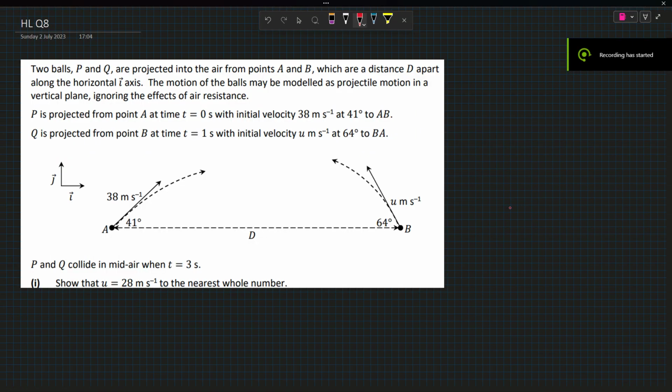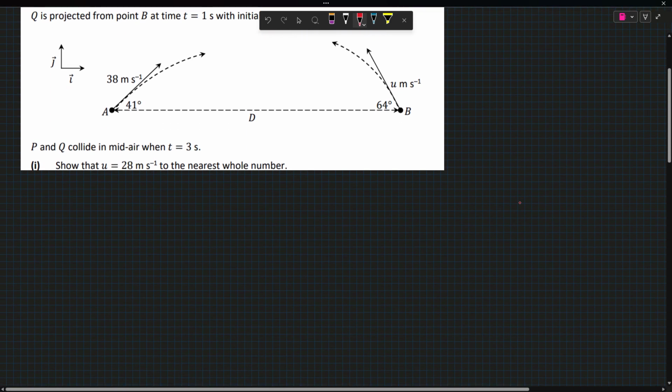So question 8 is a projectile motions question. We have two particles, P and Q, projected from A and B, and they collide after 3 seconds, but Q is delayed by 1 second. So the first thing we can do is write SUVAT tables for each of them in both the X and the Y direction.